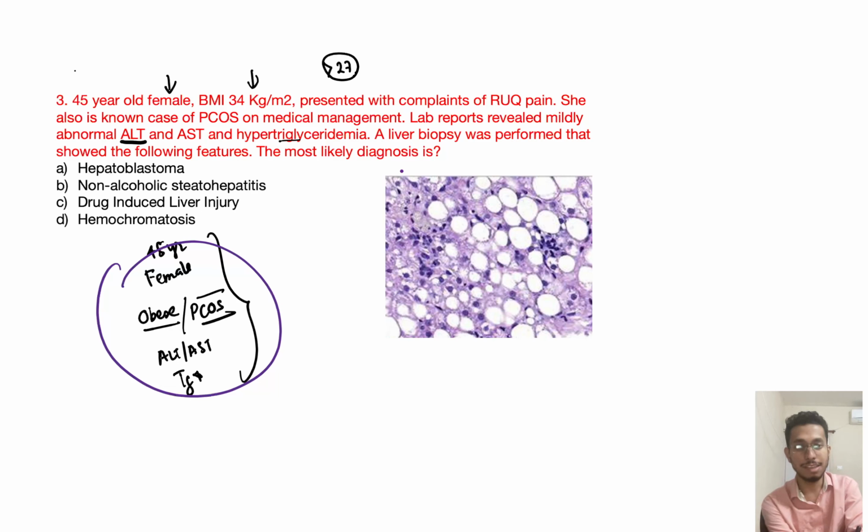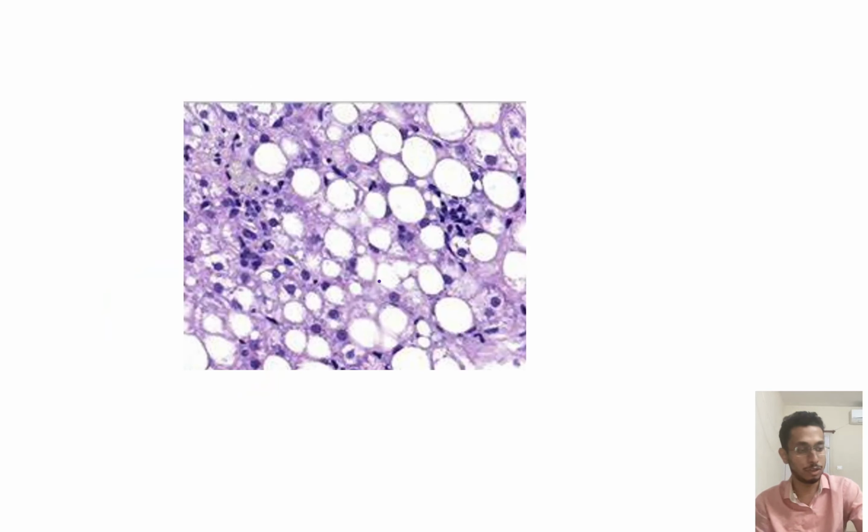Alright. So, as the liver biopsy has been given, let us zoom into the picture and see what has been shown here. You can observe here clearly there are vacuolated cells. What do these vacuolated cells signify? These are nothing but fat cells, or steatosis.